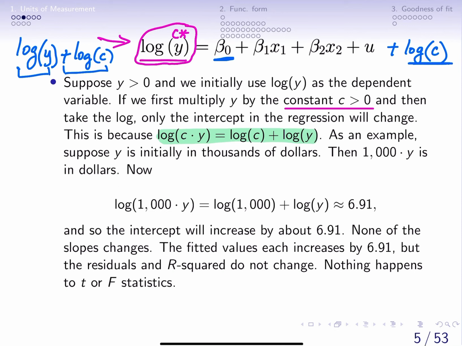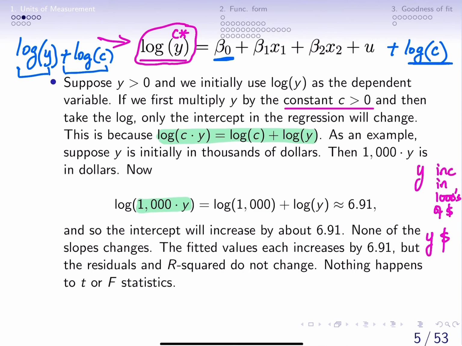So let's say y was income in thousands, right? So thousands of dollars. And now you want to change y to make it income in dollars, right? So now you want this to be measured in dollars and not thousands of dollars. You would basically do this type of an operation where your new y is 1,000 times y, okay?